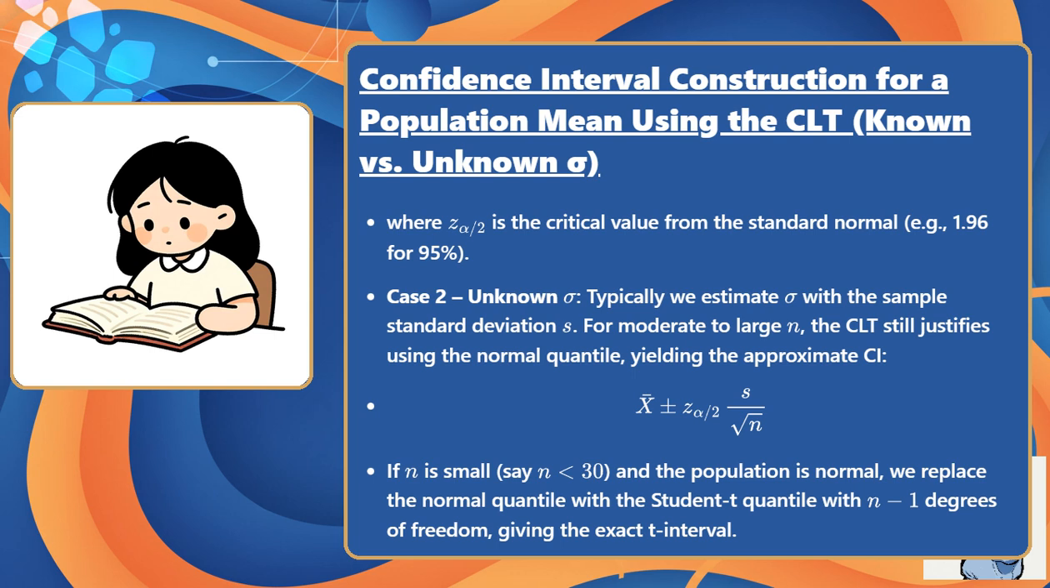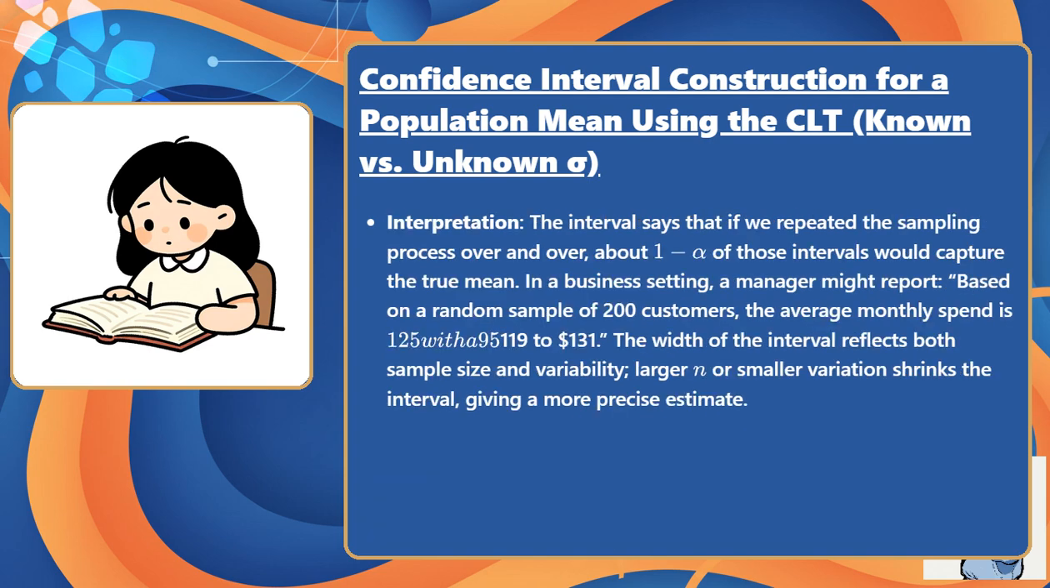If n is small, say n less than 30, and the population is normal, we replace the normal quantile with the Student t quantile with n minus 1 degrees of freedom, giving the exact t interval. Interpretation: the interval says that if we repeated the sampling process over and over, about 1 minus alpha of those intervals would capture the true mean.